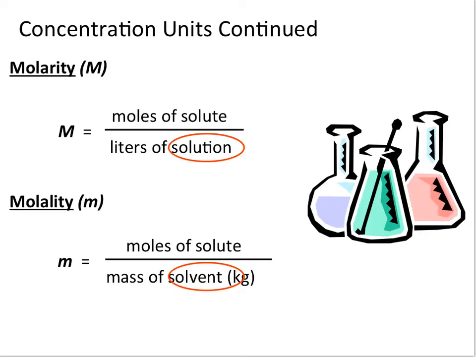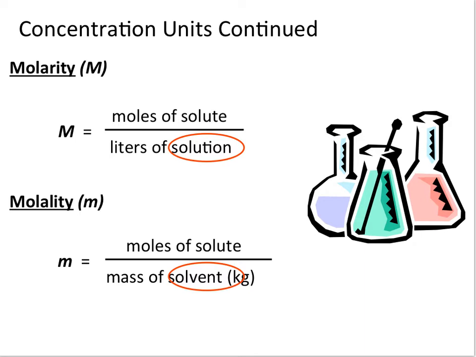The most commonly used means of expressing concentration in chemistry class are going to be either molarity or molality. Molarity is represented by a capital M. Molality is represented by a lowercase m. Please make sure that you're paying attention to those details, as their calculation approach is a little bit different.